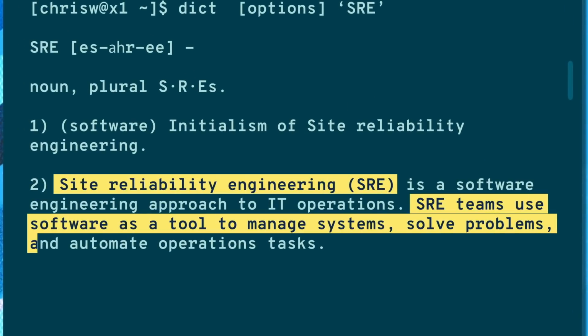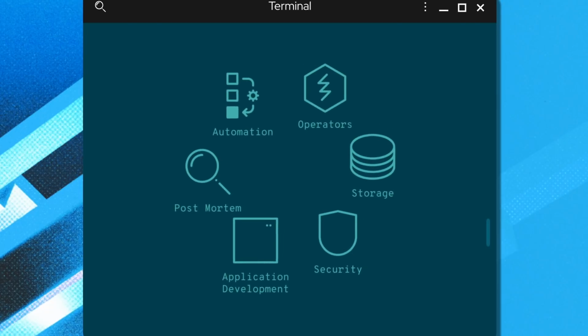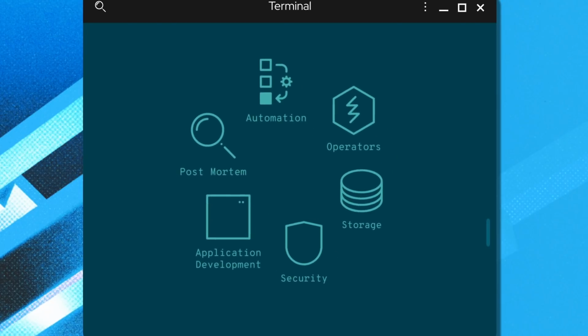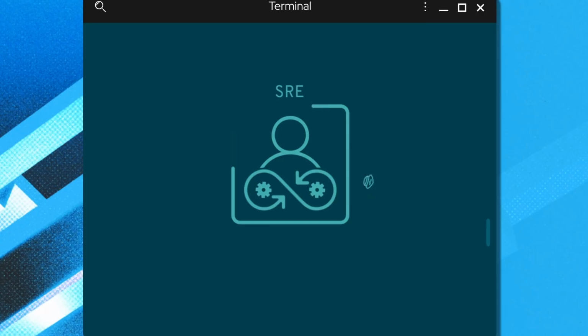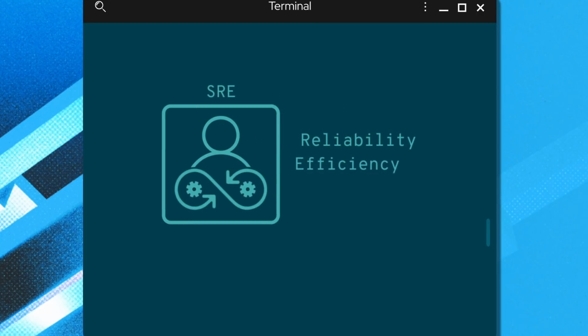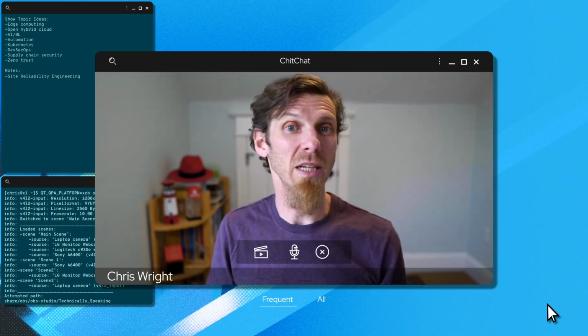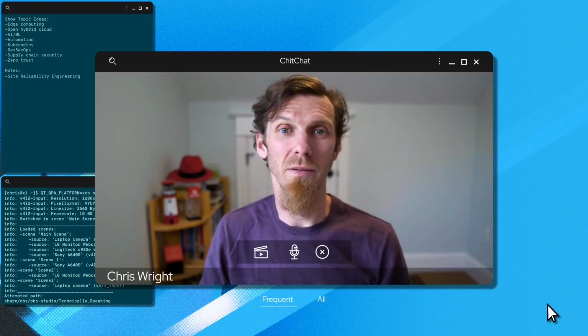Site reliability engineering is a software development discipline that combines both systems and software engineering principles to optimize the reliability, efficiency, and scalability of complex systems. SRE teams use and build software to manage systems, solve problems, and automate operations tasks. So to get an idea of the expertise of an SRE, let's talk to one.